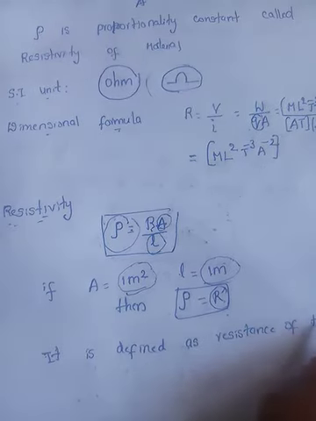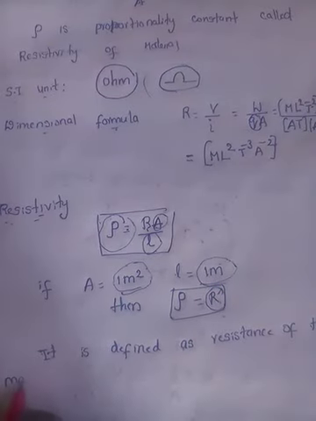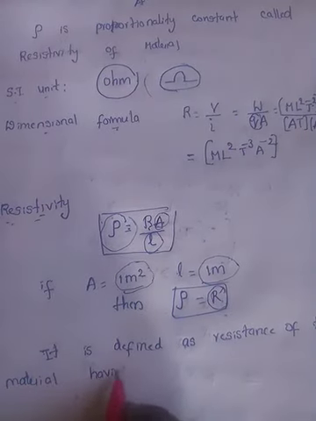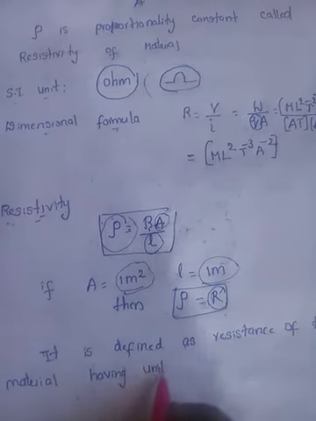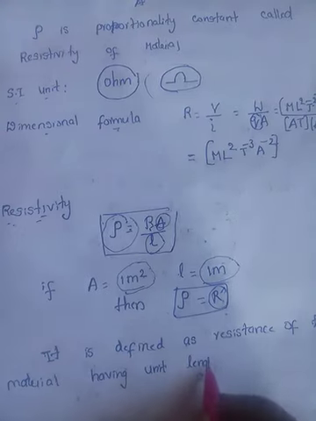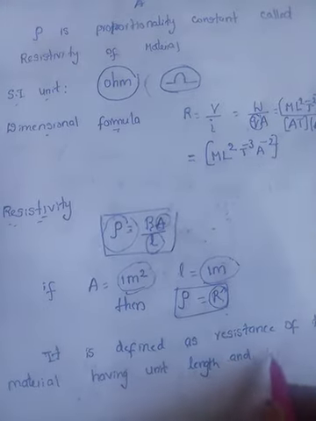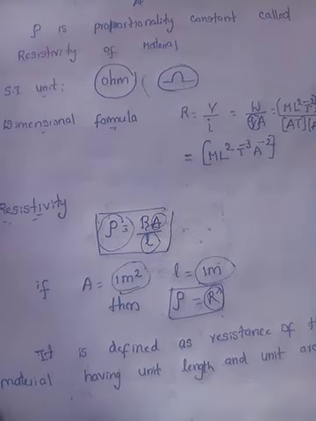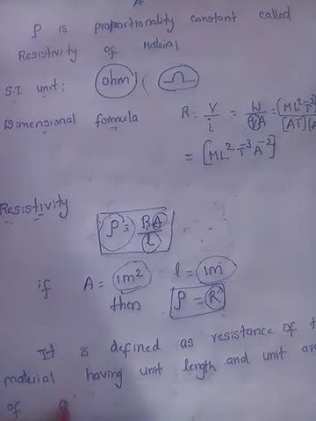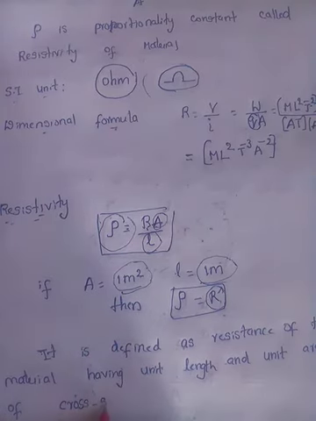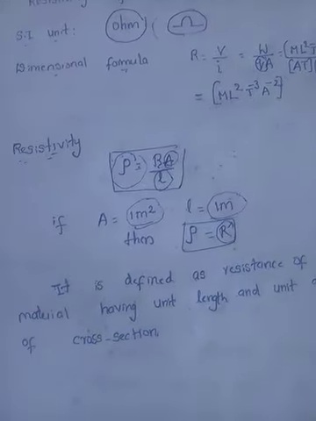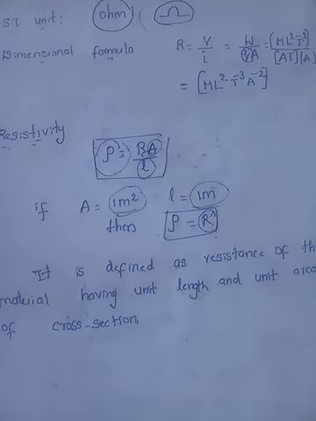So resistivity is defined as the resistance of the material having unit length and unit area of cross section. So what is resistivity? It is defined as the resistance of the material having unit length and unit area of cross section.